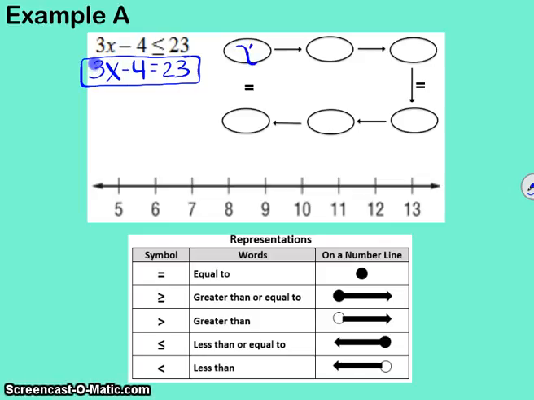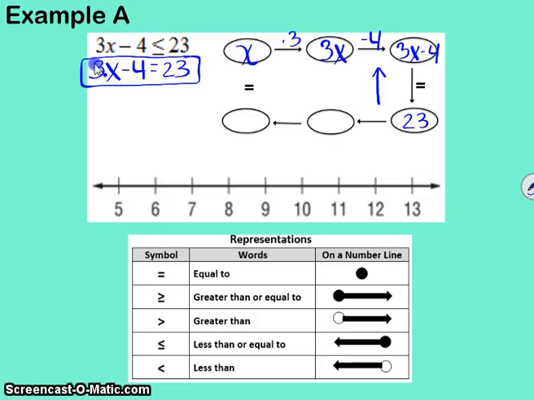So first I start with x. What's happening with that x is a multiplication, so times 3. And x times 3 is just 3x. And then I subtract 4, and 3x minus 4 is just 3x minus 4. And that's all equal to 23.